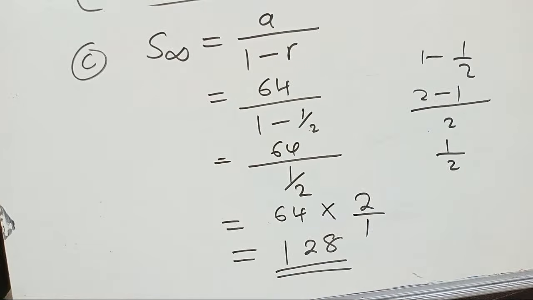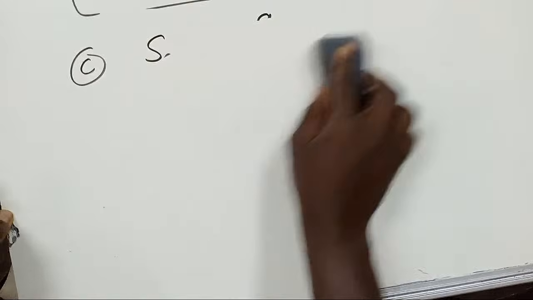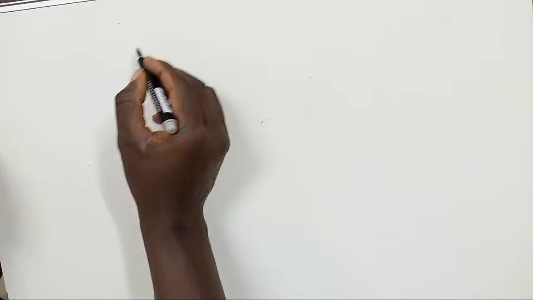We are done with question 1, A and B. So we now go to question 2. Let me find question 2. Question 2 reads, the determinant of matrix Q is 8. So let me show you the way matrix Q looks. So matrix Q looks like this.